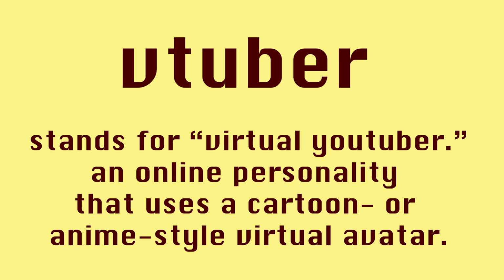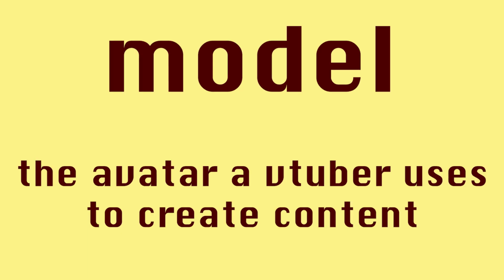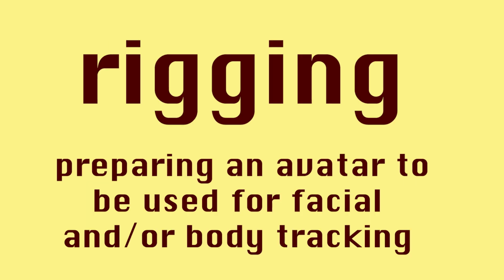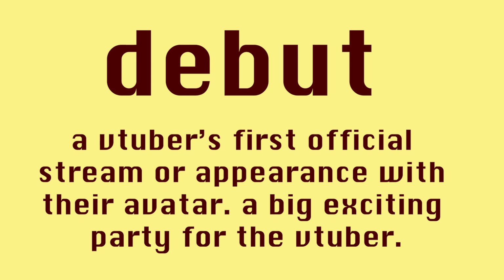VTuber stands for Virtual YouTuber, an online personality that uses a cartoon or anime-style virtual avatar. A model is the avatar a VTuber uses to create content. Rigging means preparing an avatar to be used for facial and/or body tracking. And a debut is a VTuber's first official stream or appearance with their avatar. It's a big, exciting party for the VTuber.